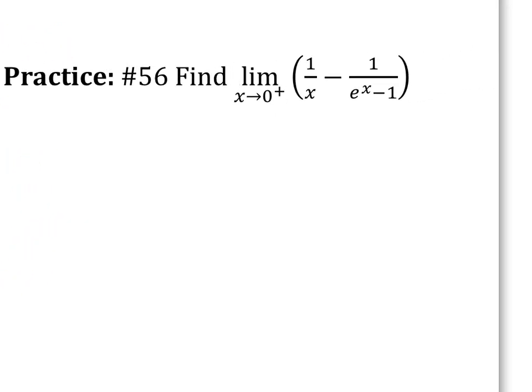If we plug in 0 right now, we're going to get infinity here. And in this one, e to the 0 is 1, and 1 minus 1 is 0. So we're going to get infinity minus infinity again. So again, what we want to do is make it into a L'Hopital's rule form. All right, and then let's check again.